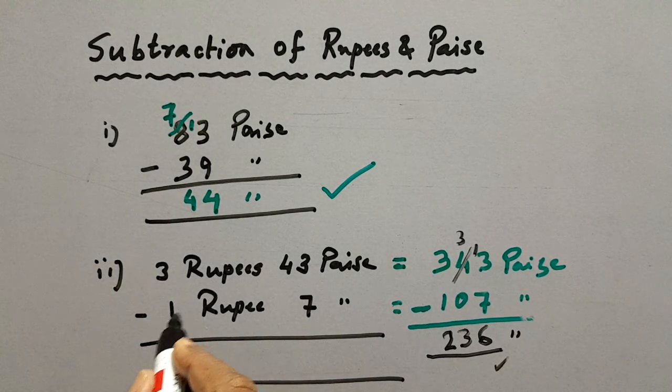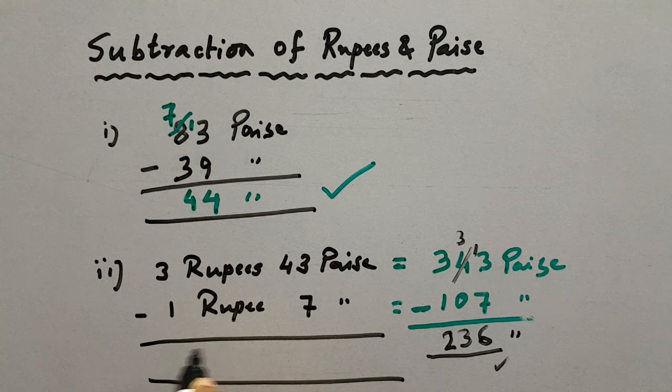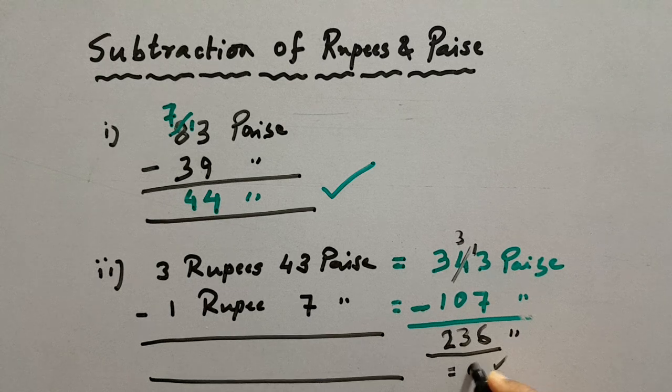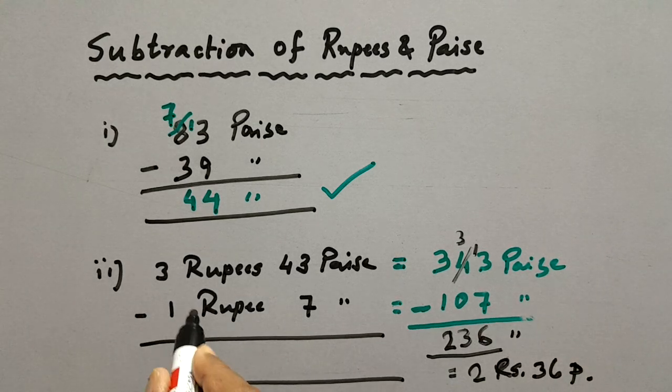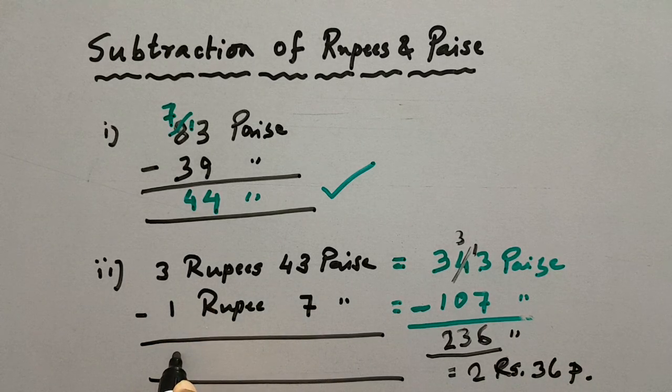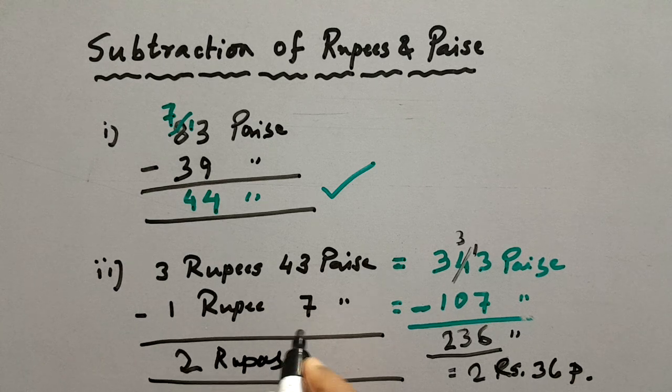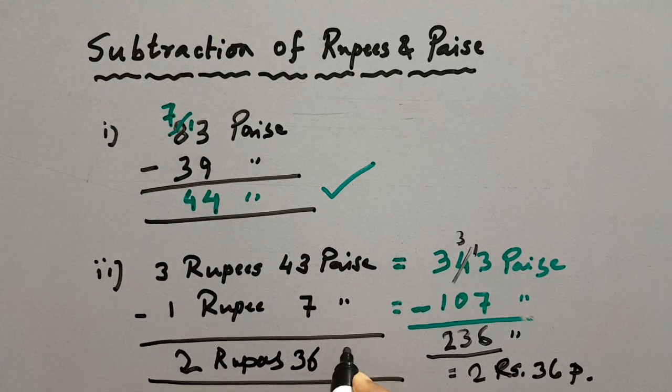Now our answer here will be 236 paisa, which is equal to how much? 2 rupees 36 paisa, right? So our answer here will be 2 rupees 36 paisa. Okay, so this is our answer. Here 2 rupees 36 paisa is the answer for this problem.